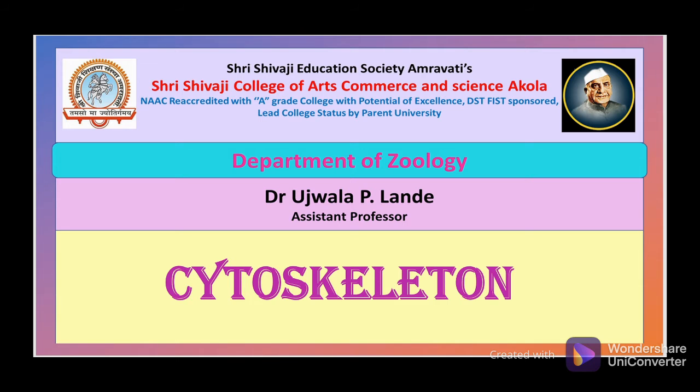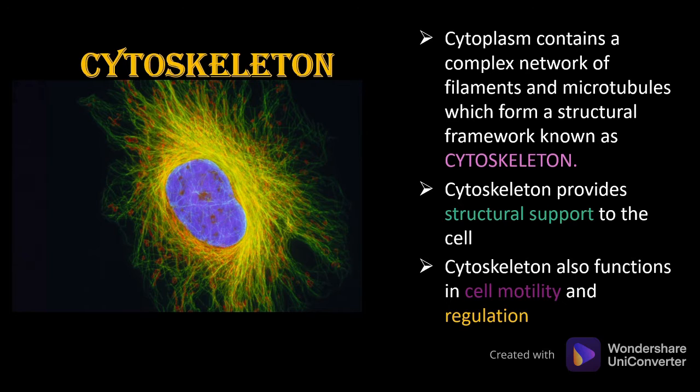Today we are going to discuss the topic cytoskeleton. So friends, let us understand what is cytoskeleton. Cytoskeleton is a system of filaments or fibers that is present in the cytoplasm of eukaryote cells.